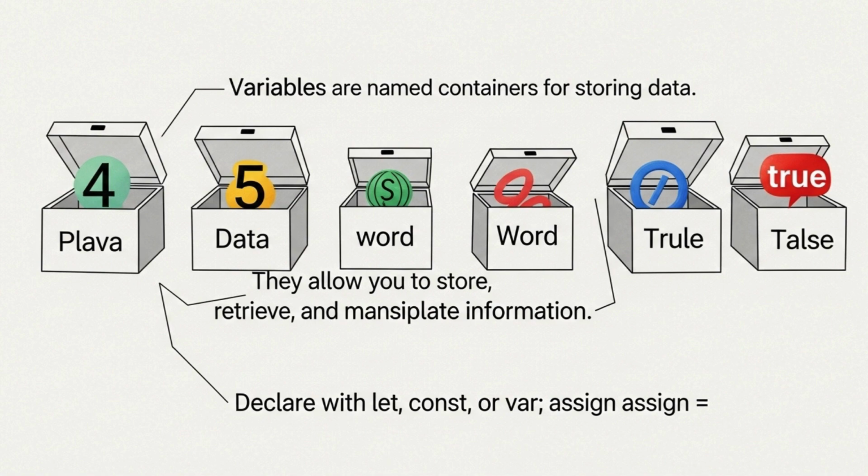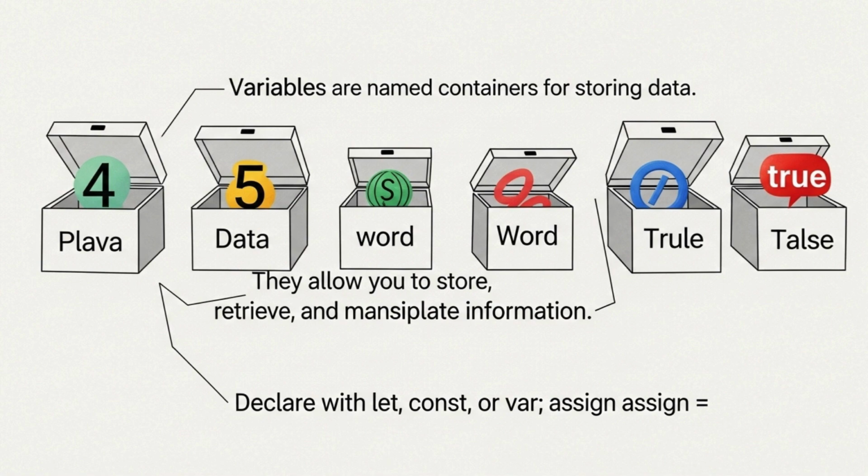In JavaScript, you declare variables using keywords like let or const. Let allows you to reassign the variable later, while const creates a constant, meaning its value cannot be changed after initial assignment. Once declared, you assign a value to a variable using the equal sign. For example, let username = "Alice" creates a variable named username and stores the string Alice inside it. Understanding how to declare and assign variables is your first step in making your programs truly interactive.